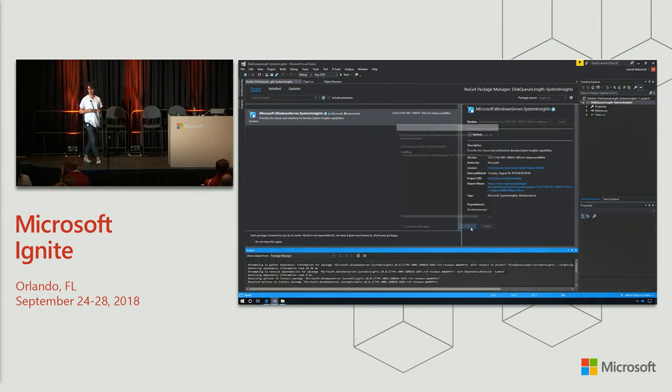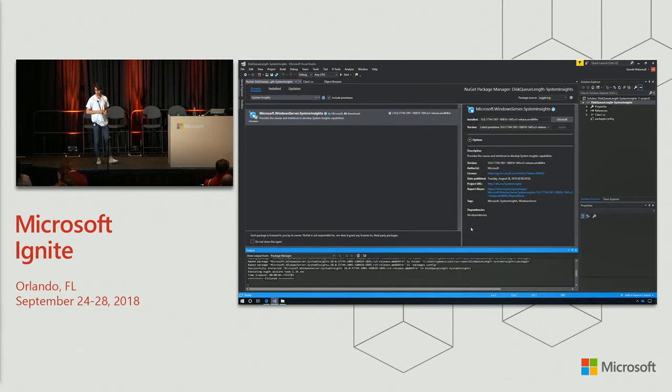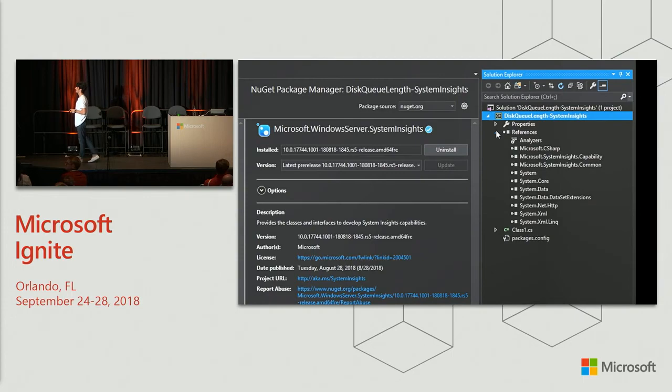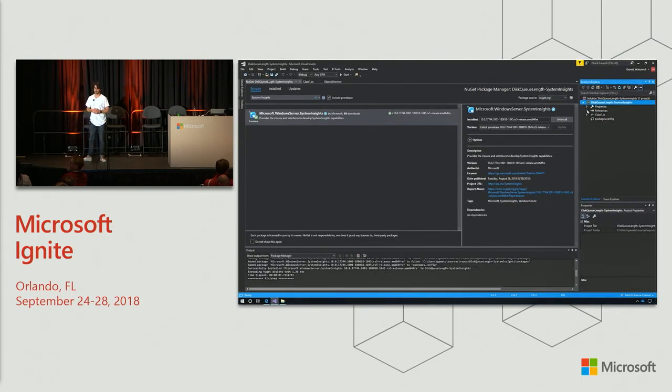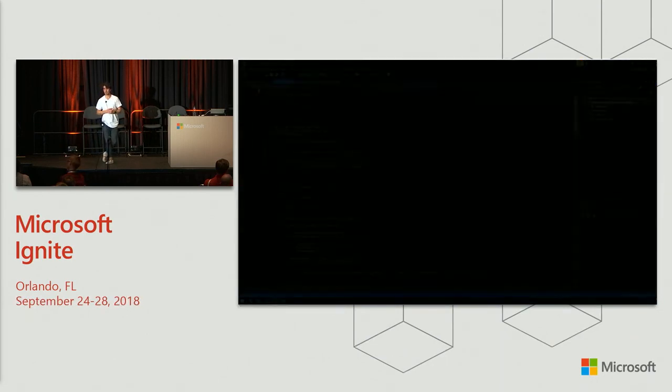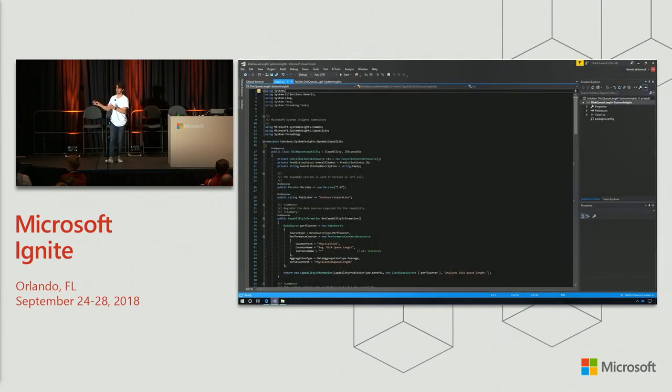I'm going to go ahead and install that. And once I have, I can see within my references, I now have 2 new files. And again, these contain all the classes and all the interfaces you need to write one of these capabilities. Once I've done that, I can start writing this capability. I'm going to go ahead and cheat and pull in this capability they've already written.